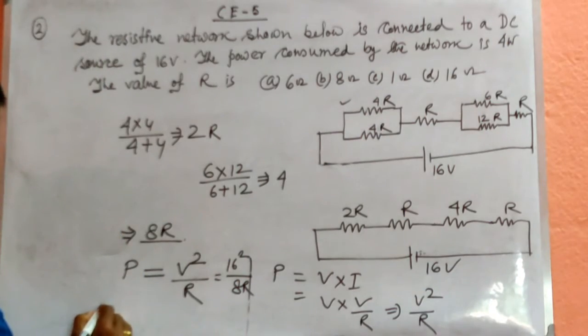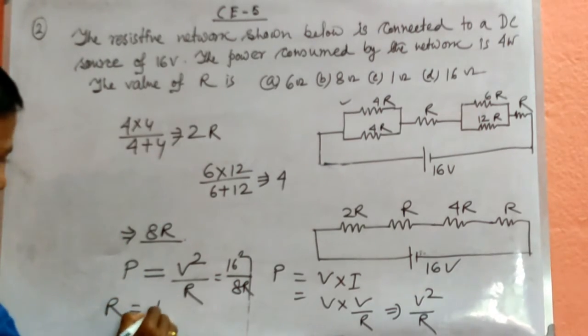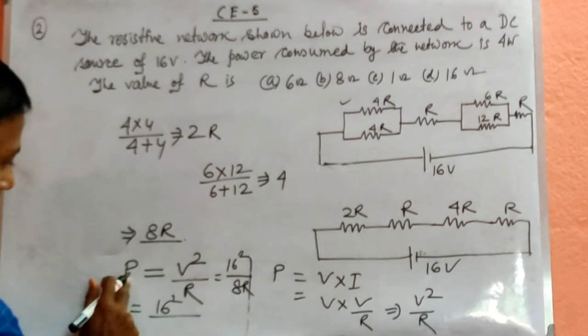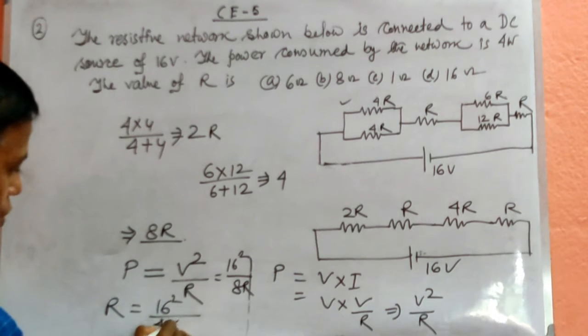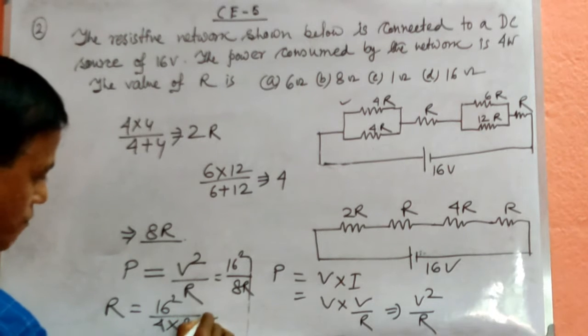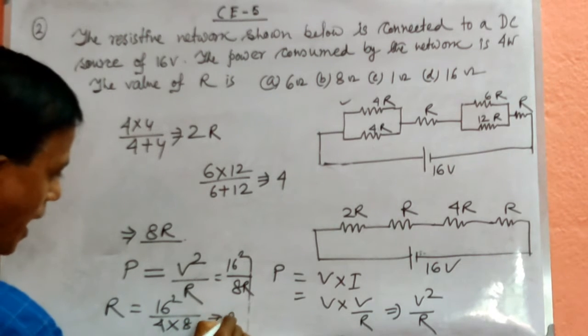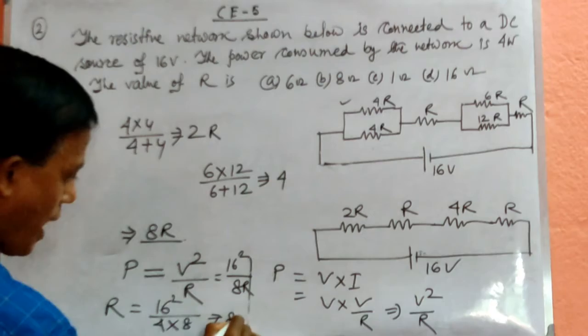So R is equal to 16 square by 4 into 8. It comes 8 ohm.